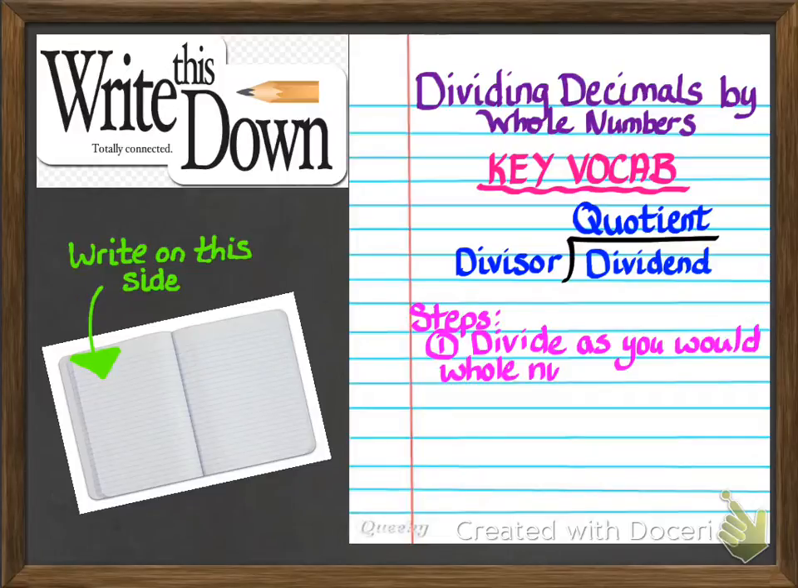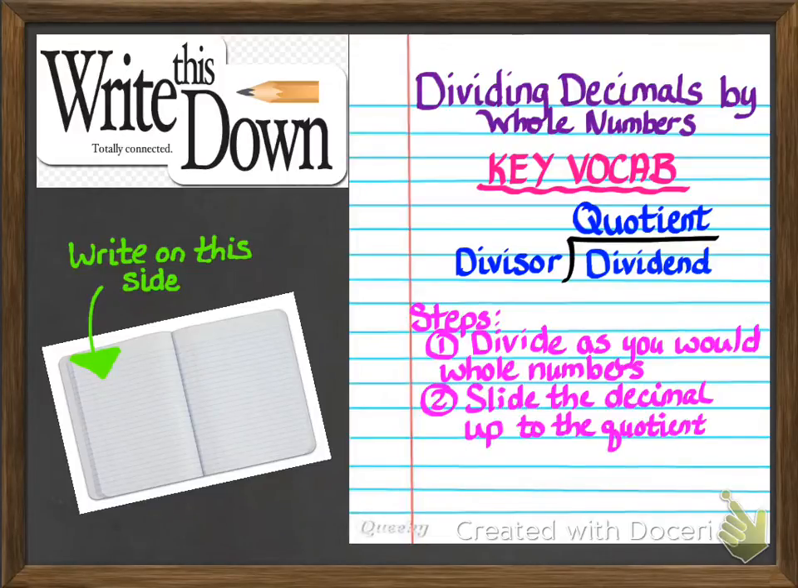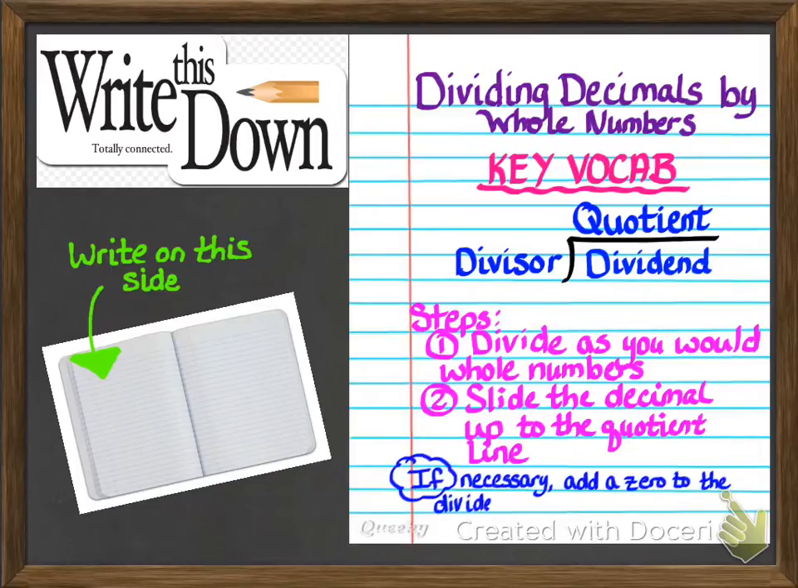Step 1, when we're dividing whole numbers or decimals by whole numbers, we're going to divide as we normally would. Nothing changes, so you divide as you would with whole numbers. So you kind of ignore the decimal just like we did with multiplying. Once we do that, step 2, we're going to slide the decimal up to the quotient line directly above where it's at in the problem. And you'll see that in our next screen where we show examples.